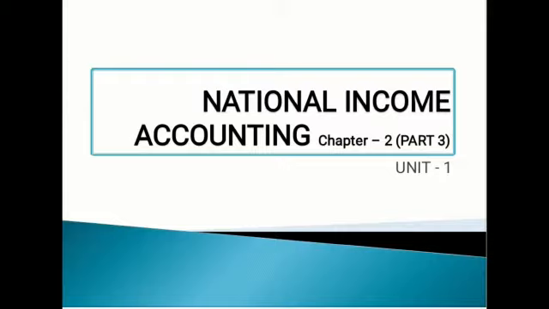In the last class, we were discussing the circular flow of income and the different methods for calculating national income. Today, we will discuss some more topics related to national income accounting. Let's move to the topic.